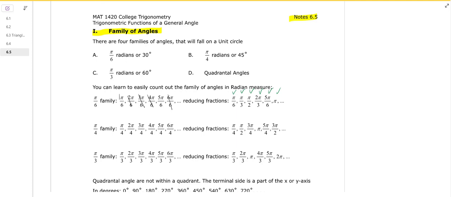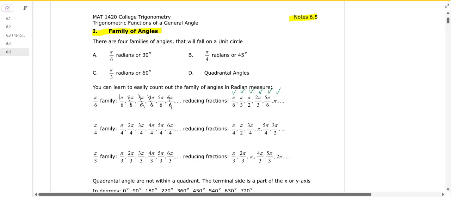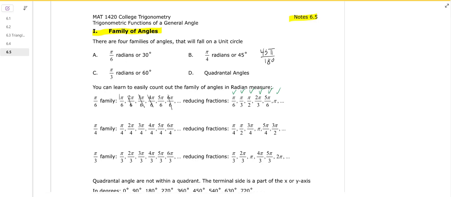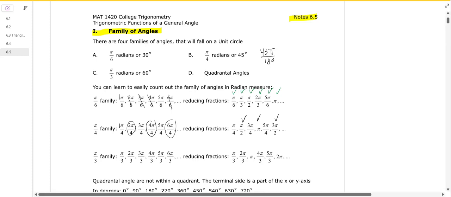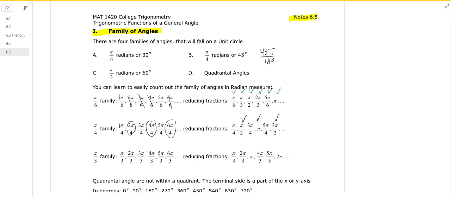You do the pi over 4 family the same way. 45 degrees, remember, you convert by multiplying by pi over 180, and that will reduce down to pi over 4. So you just count the numerator, 1 pi, 2 pi, 3 pi, 4 pi, 5 pi, 6 pi, while the denominator stays the same, and then you reduce. So 2 pi over 4 becomes pi over 2, 4 pi over 4 becomes pi, 6 pi over 4 becomes 3 pi over 2, and so forth. Just count out that numerator while you keep the denominator the same, and then reduce.